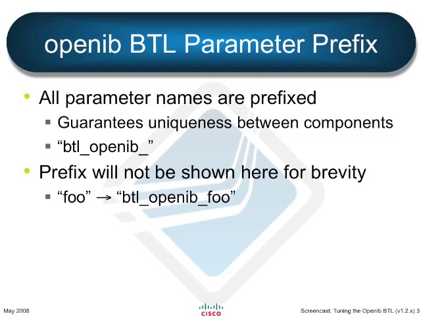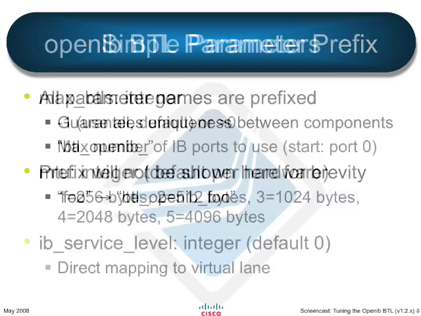Now I do want to note that in this presentation we're going to take some abbreviations here just for space on the slides and things like that. All of the parameters that we mention are prefixed with btl_openib_, and this kind of guarantees the uniqueness of the names used for the openib BTL versus the parameter names for the rest of Open MPI. So I'm not going to show that prefix here in all of these slides. So when I say foo, I really mean btl_openib_foo. So just note that as we go through the rest of the presentation.